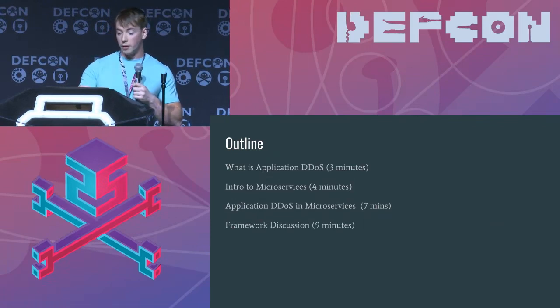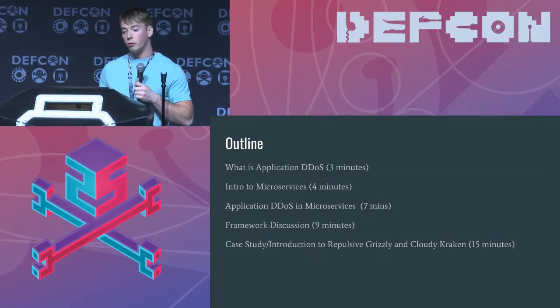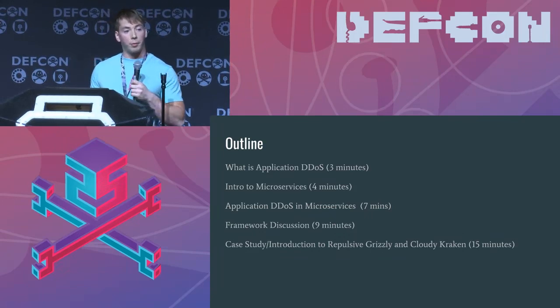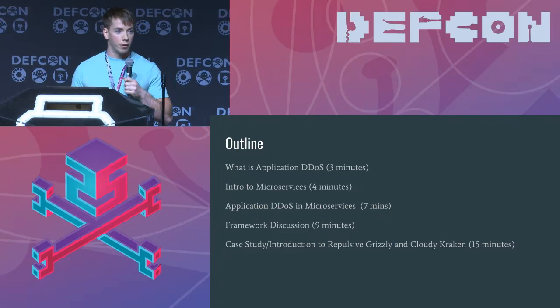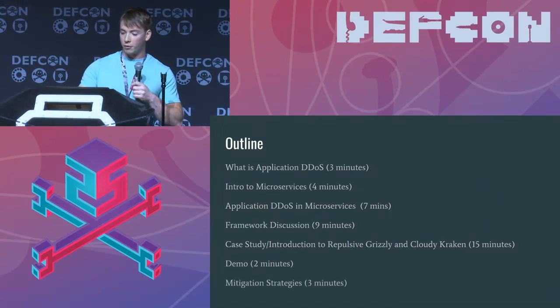And we'll also be doing a case study where we'll look at what we did against Netflix.com, and we'll introduce you to the tools we are open sourcing today: Repulsive Grizzly, which is our application DDoS framework, and Cloudy Kraken, which is our AWS red teaming orchestration framework. We'll then do a demo, and we'll discuss some mitigation strategies, a call to action, and some future work ideas we have.